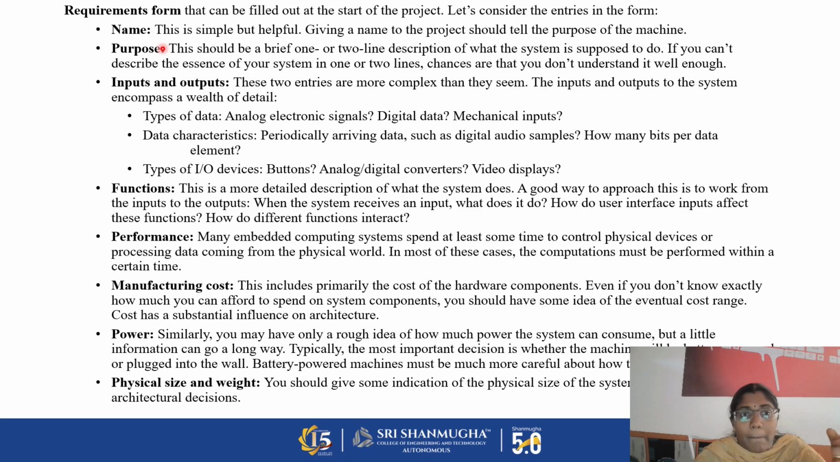Next one, purpose. You have to give a one or two line description of what the system does. If you can't describe the essence of your system in one or two lines, the chances are that you don't understand it well. The next one is inputs and outputs. What type of input are you giving to your system? It can be analog data, digital data, or mechanical inputs. That can be defined here.